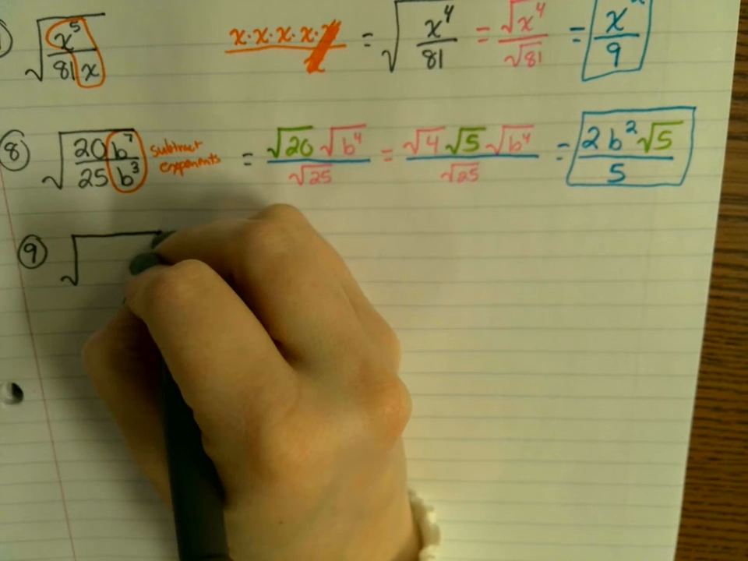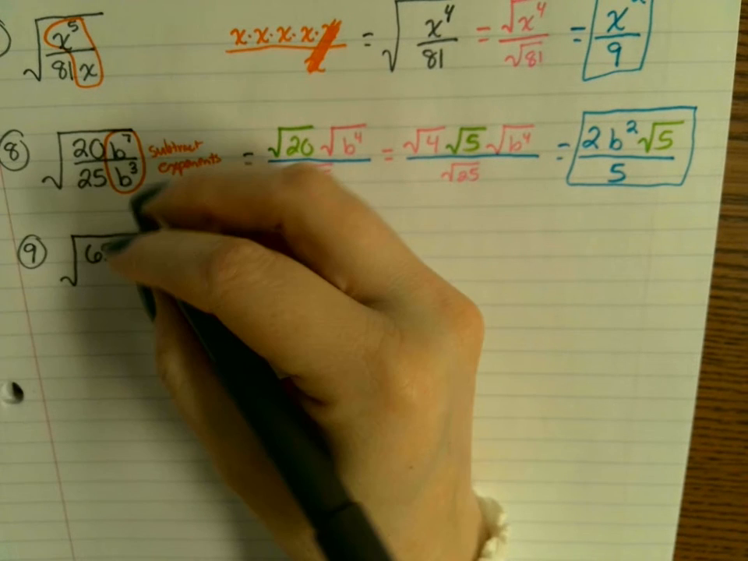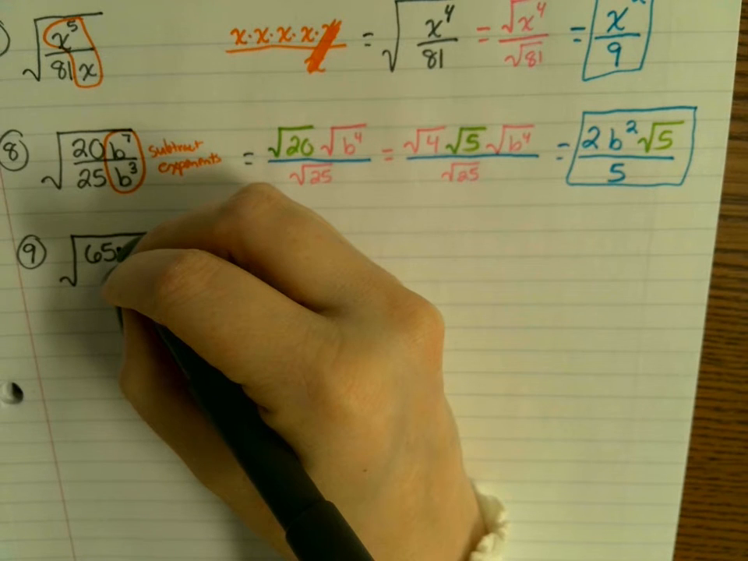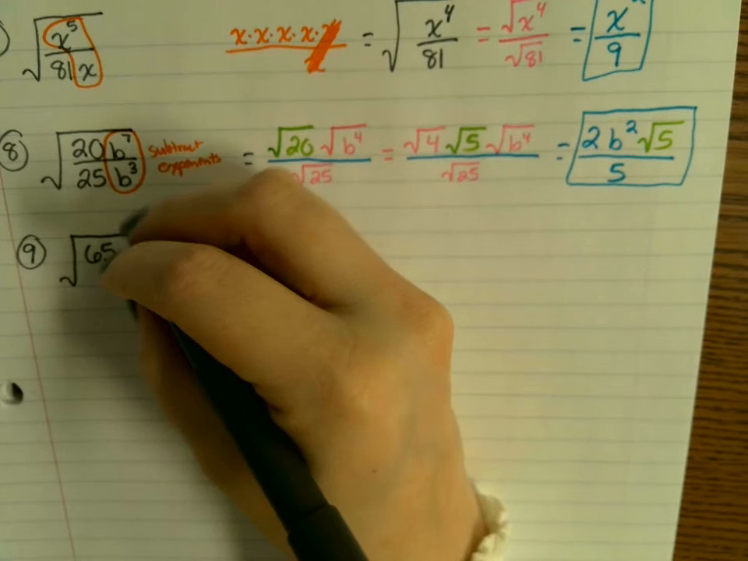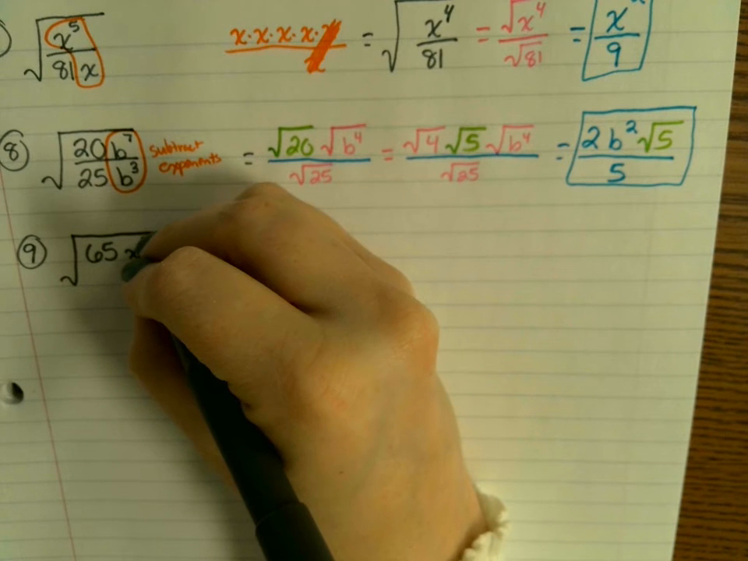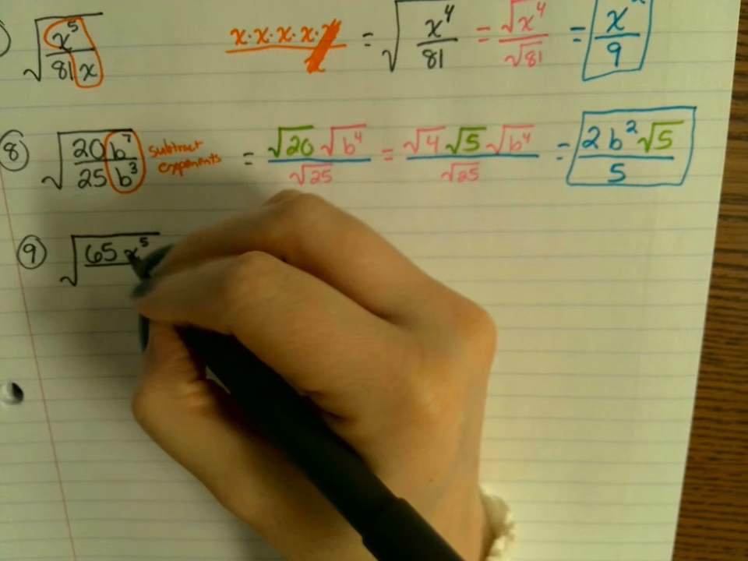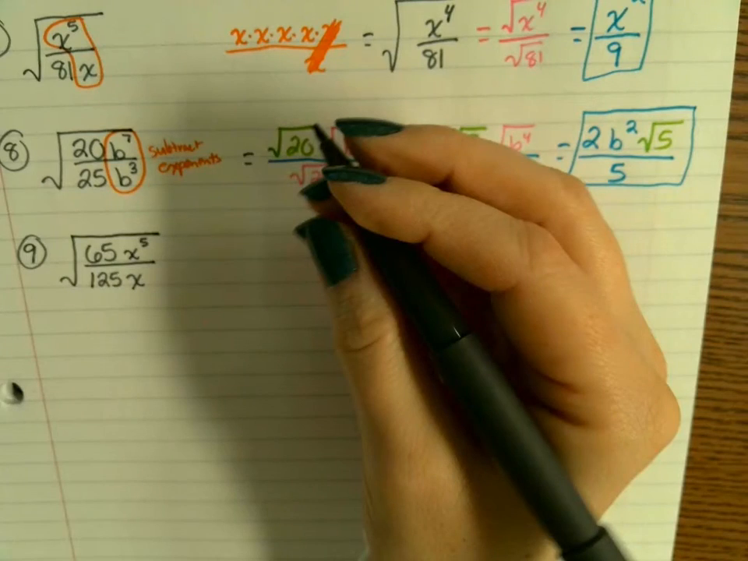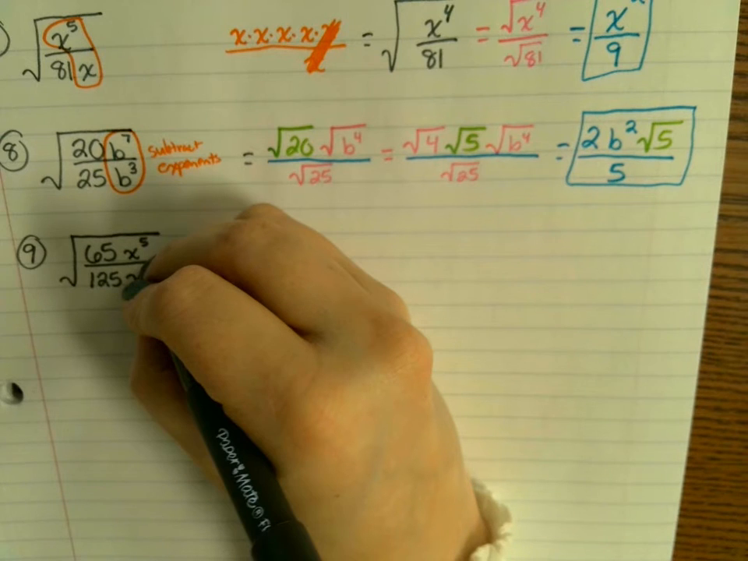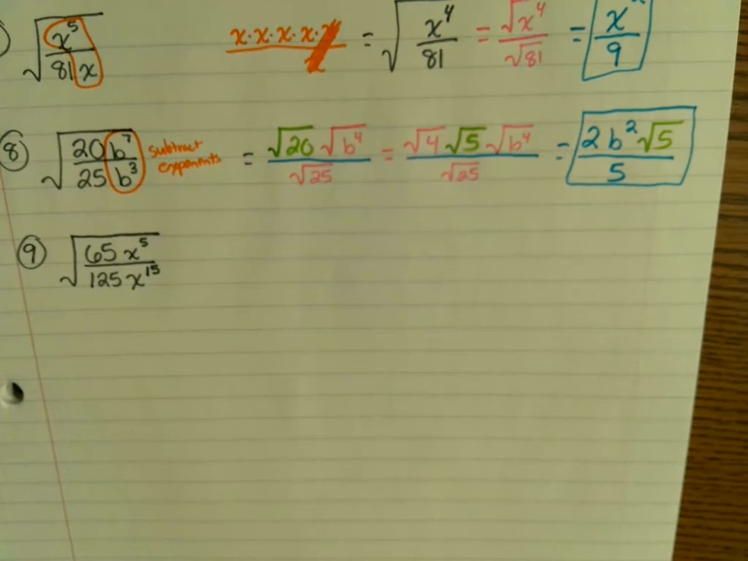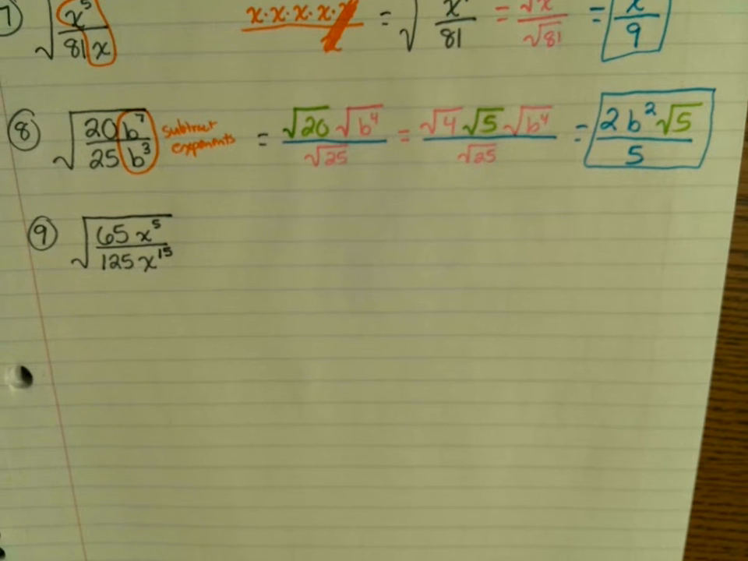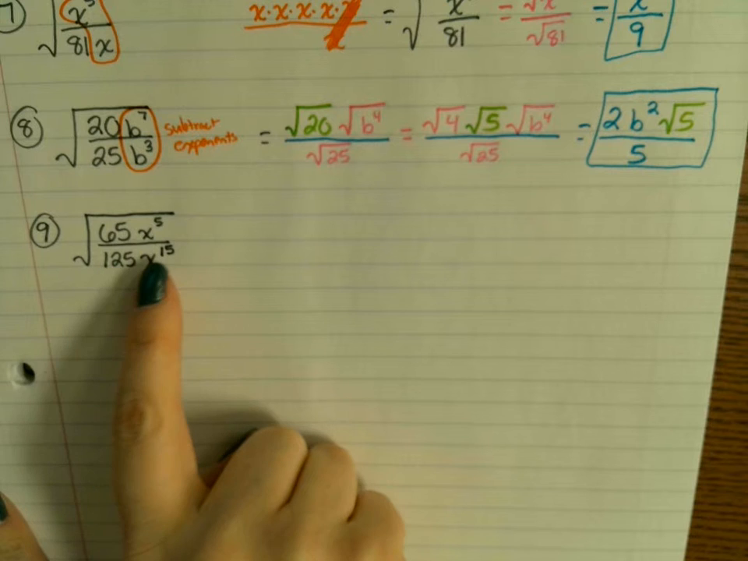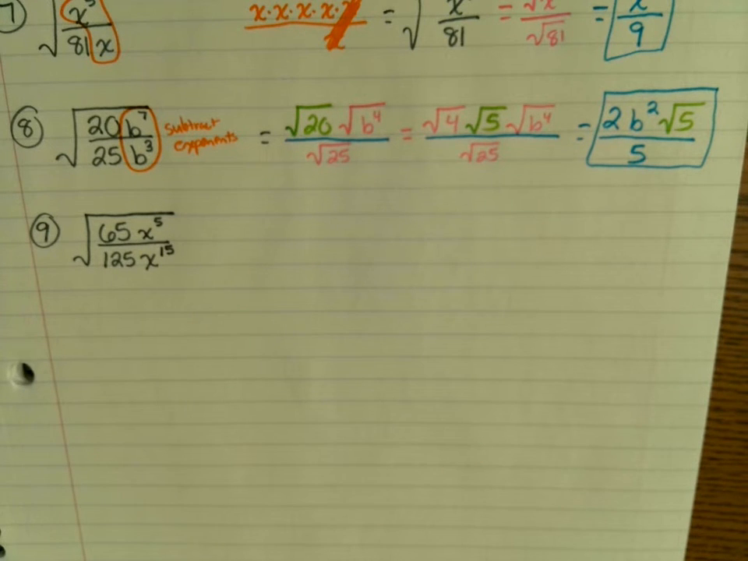All right, we have 65 x to the 5th over 125 x to the 15th. Try that one on your own. Square root of 65x to the 5th over 125x to the 15th. All right, let's take a look at this one.